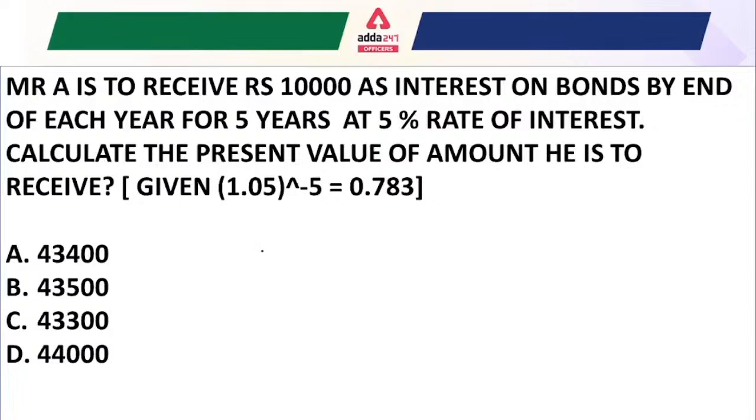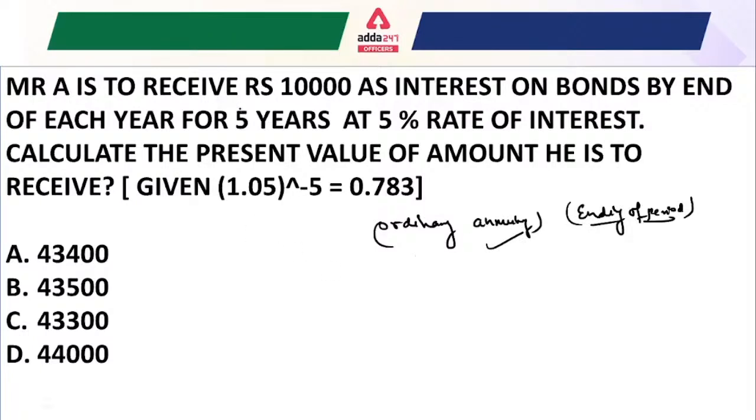So another question: Mr. A is to receive 10,000 rupees as interest on the bonds at the end of each year for 5 years at 5% rate of interest. So we understand that this is a question of the ordinary annuity, because again I am repeating, ordinary annuity means the end of the period. Whenever the payment is deposited or received at the end of the year, that is known as the case of the ordinary annuity, right? So Mr. A is to receive 10,000 as interest on the bond at the end of each year for 5 years at 5% rate of interest, so calculate the present value of the amount he is to receive.